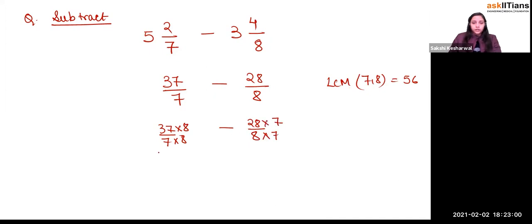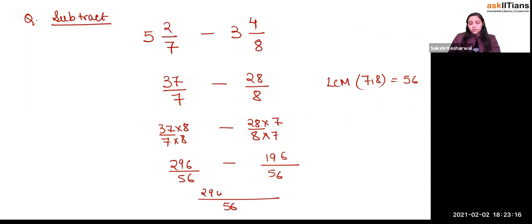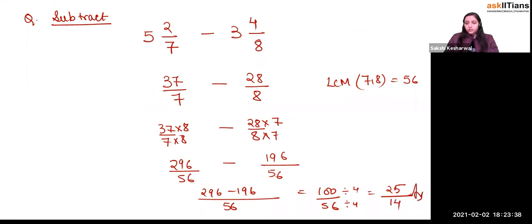So this is equals to what, beta? 37 into 8 is 296, and 28 into 7 is 196, divided by 56, right? So this is like fractions. So it is 296 minus 196, which is equals to what, beta? 100 upon 56. Now you can again simplify. This is divisible by what, beta? 4. So this is divisible by 4, divisible by 4. So this is equals to 25 upon 14. This is your answer, right?